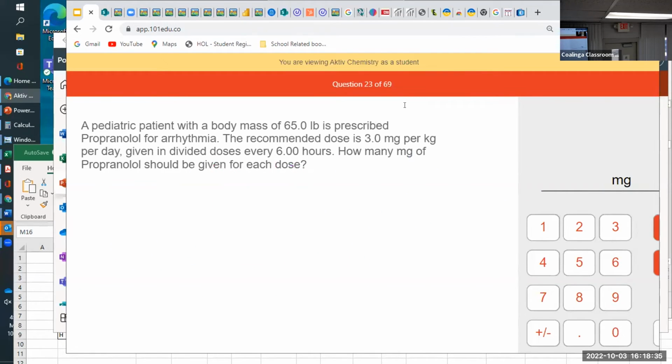A pediatric patient with a body mass of 65.0 pounds is prescribed propranolol. What is that? Isn't that dangerous to the body? I don't know, I have to take a look. It's an interesting alcohol, so I'll definitely take a look.